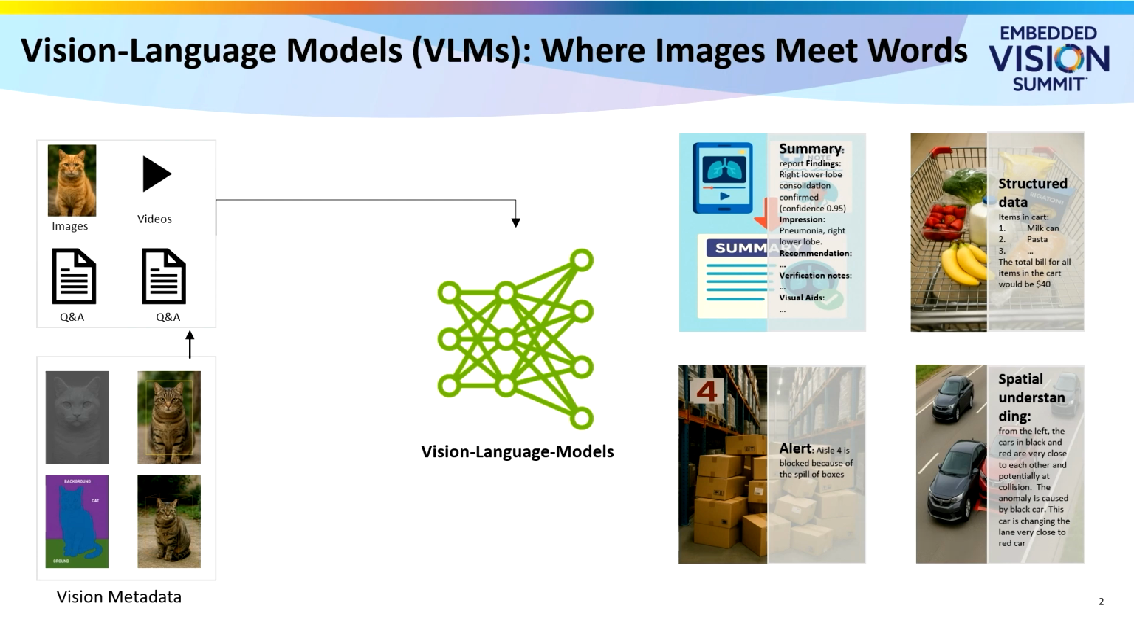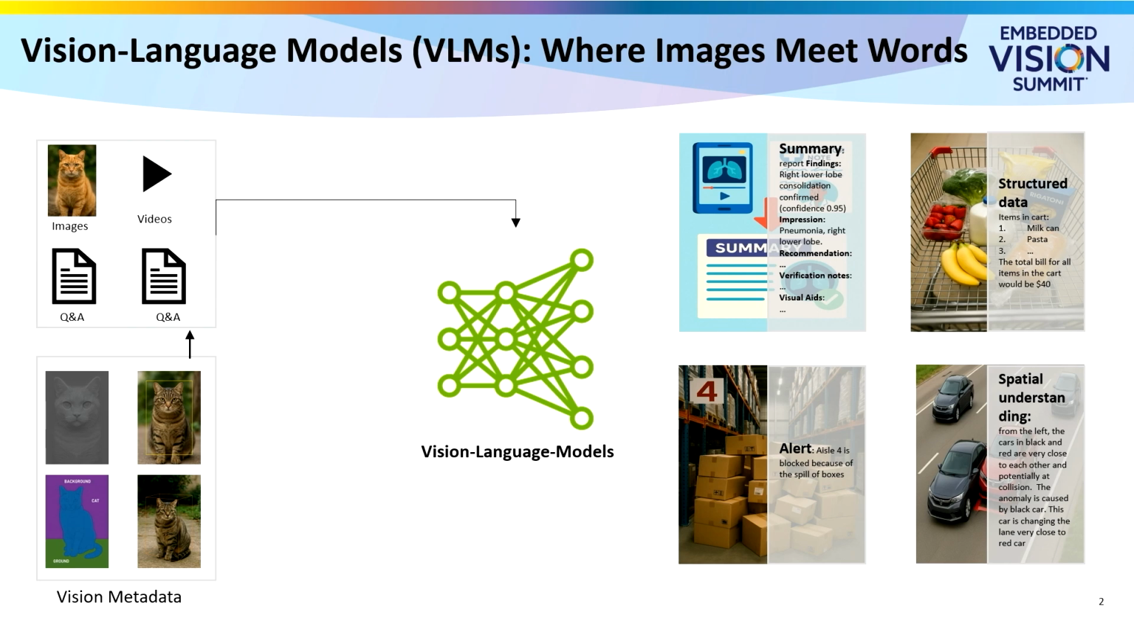You feed images and text into the vision language model. At the output, you can get different kinds of use cases like summaries or structured data, for example, in a self-checkout cart: how many objects are there in this particular cart? Or maybe some kind of alerts or spatial understanding.